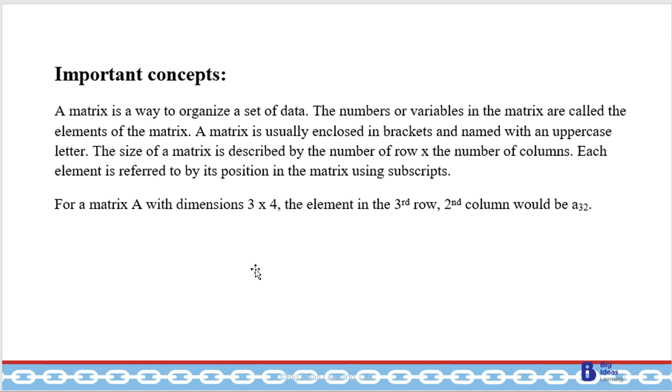The numbers or variables in the matrix are called elements. It's usually enclosed in brackets and named with an uppercase letter. The size of the matrix is described by the number of rows by the number of columns. Always remember, rows is first.